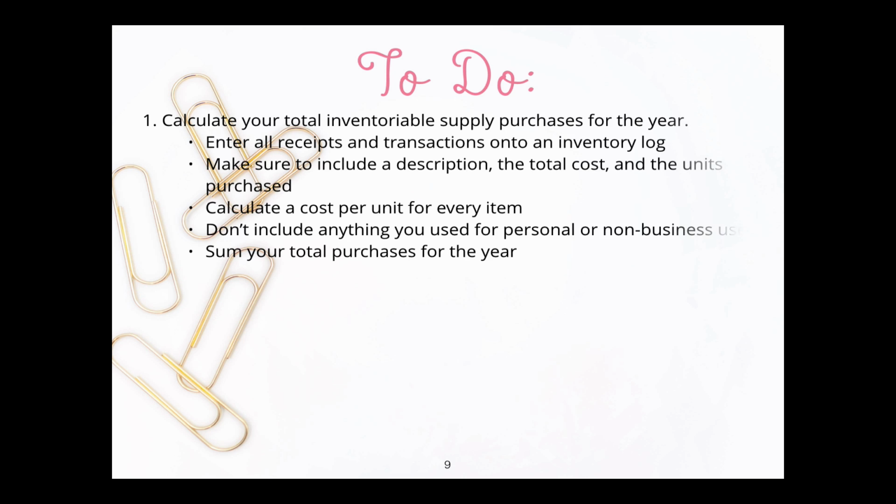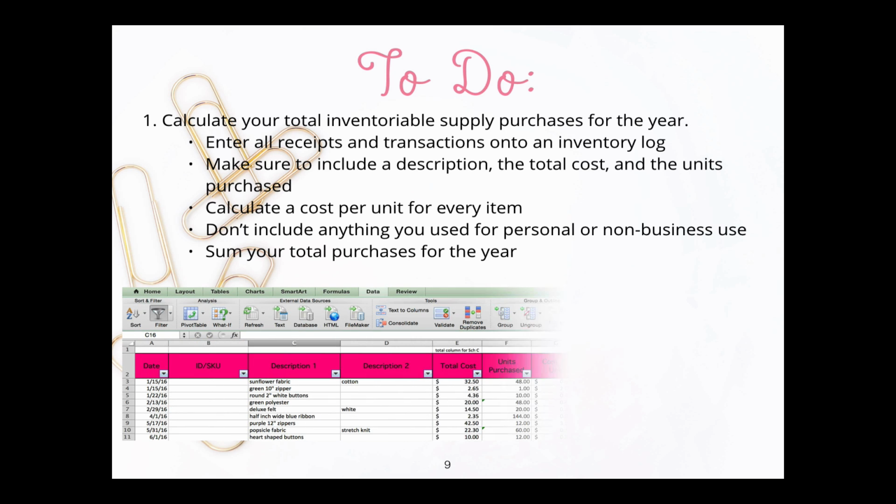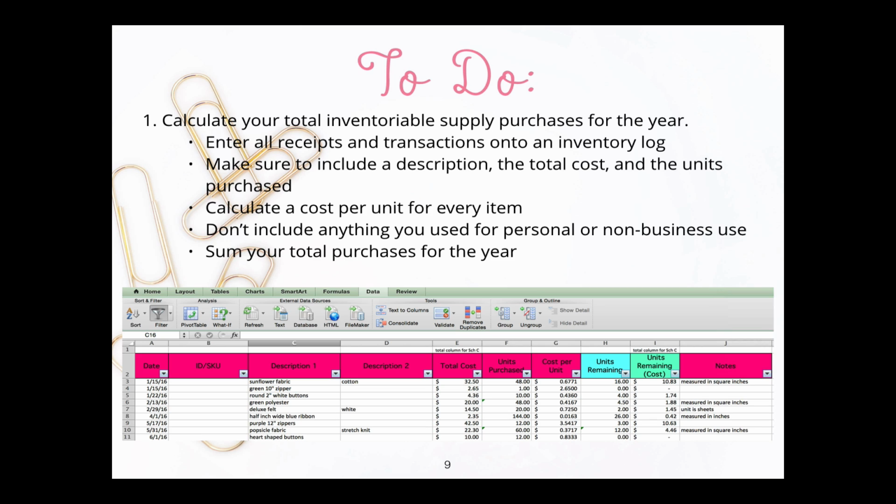All right, so to do. Remember, our goal is to calculate two numbers: your total inventoriable supply purchases for the year and your ending inventory amount. Both of these numbers are going to be in terms of cost, okay? So not resale value or your listing price, but cost. So first, let's deal with your purchases.